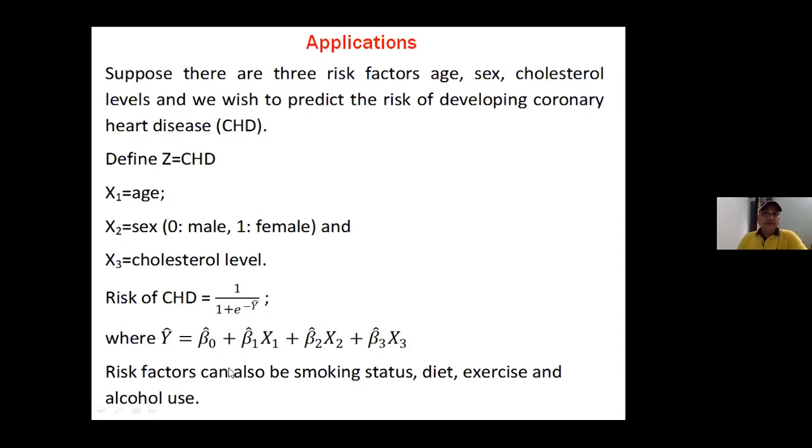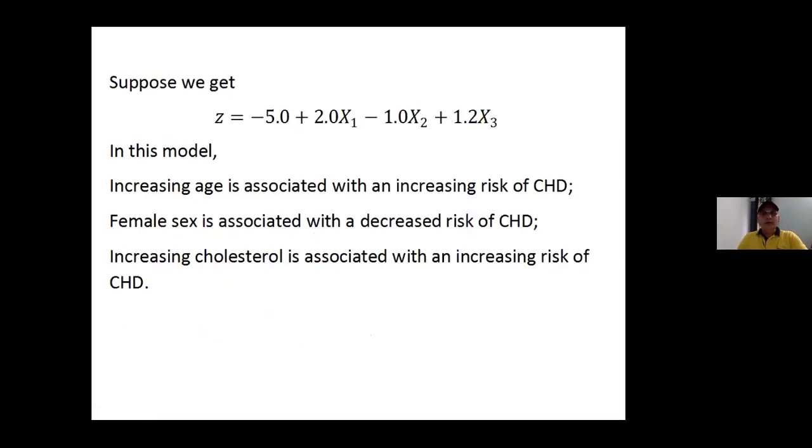So risk factors, you can have more risk factors like smoking, diet, exercise, alcohol use, all these. You can add X4, X5, X6. So this equation can go on depending upon your problem. All right. Now suppose I get this equation. So I analyze the data of 609 people and I get this equation. So this is X1, this is X2. X1 stands for age.